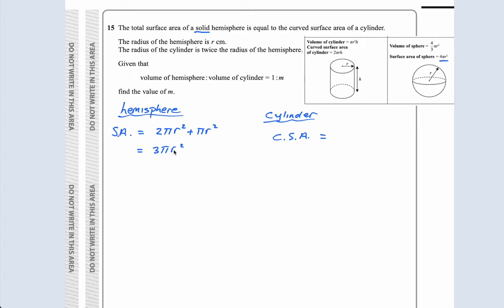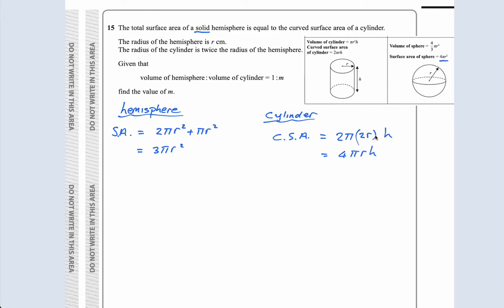Okay, so if I'm using r for the hemisphere, I'm going to use 2r for the cylinder. So the curved surface area of the cylinder is 2 pi radius times h, but the radius that I'm going to use now is 2r because I've used this r here. That's confusing to begin with. So it's 2 pi r h. Okay, so right, this is now 4 pi r h.